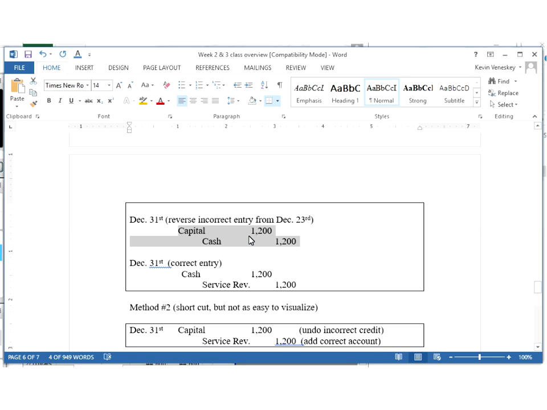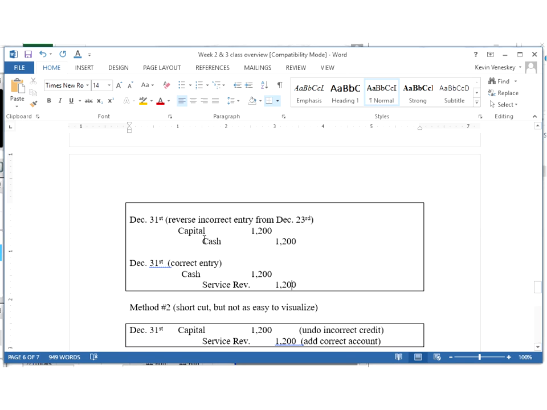And how we do that in accounting, remember, we don't want to erase, is we're simply going to debit now our capital for $1,200 and credit our cash for $1,200. That will zero out those accounts for the mistake that happened. And then note that we're ready to do now our correct entry for that period, which was December 23rd. It really should have been a debit to cash of $1,200, which we originally had, and a credit to our service revenue instead of the capital.